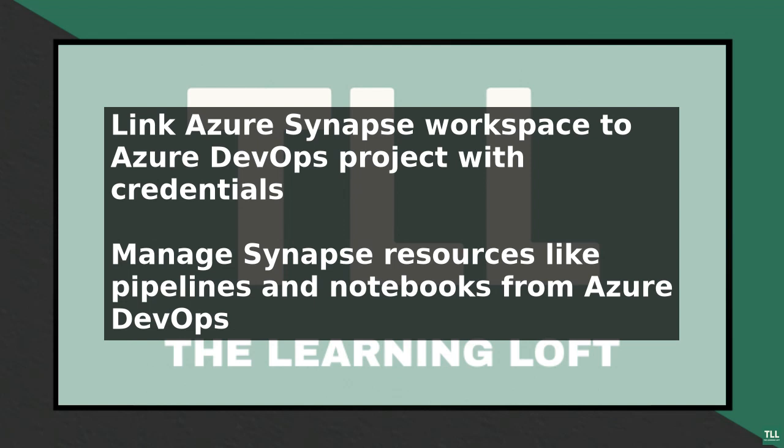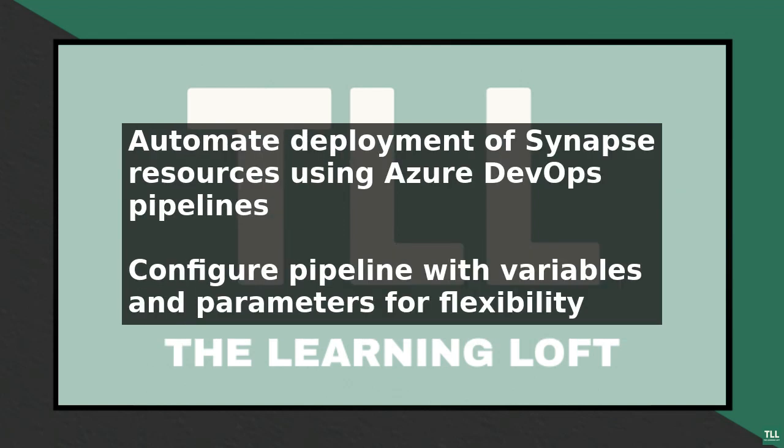Another key aspect of Azure Synapse DevOps integration is version control. You can use Git to manage different versions of your Synapse resources and collaborate with other team members. To do this, create a new repository in Azure DevOps and link it to your Synapse workspace. Then, you can start checking in and checking out your resources, and use pull requests to review and validate changes.